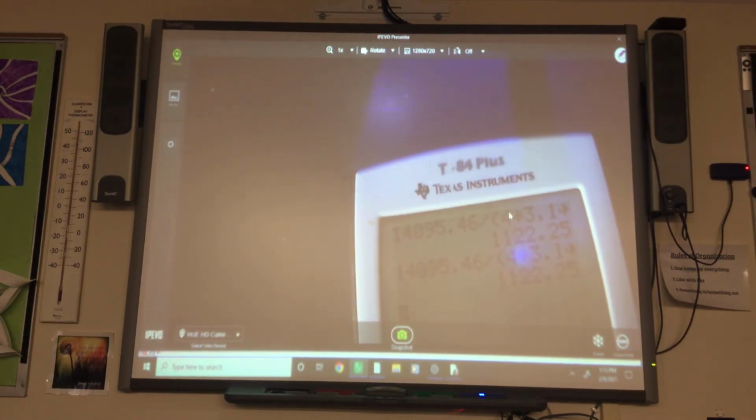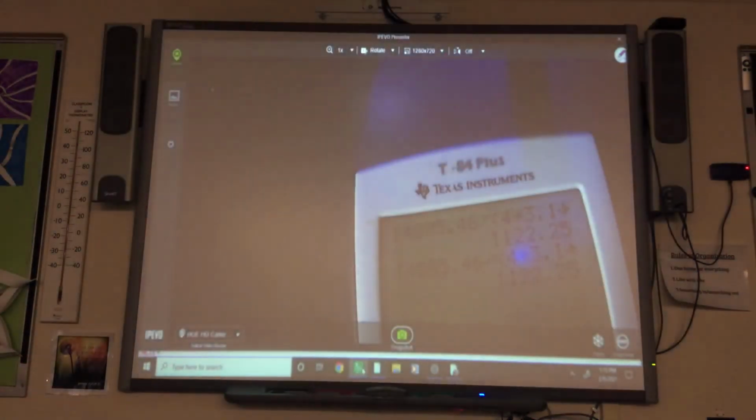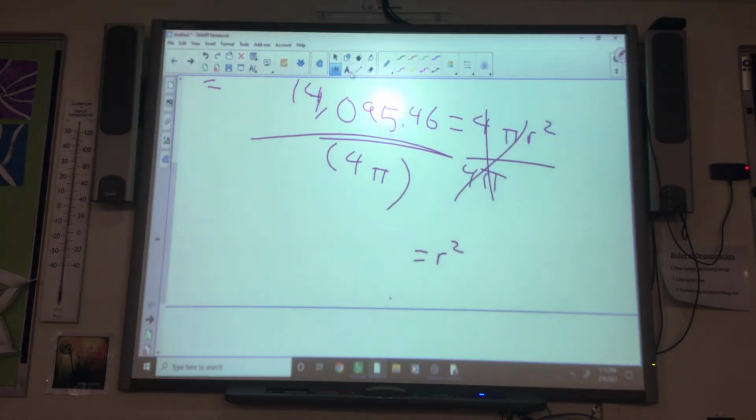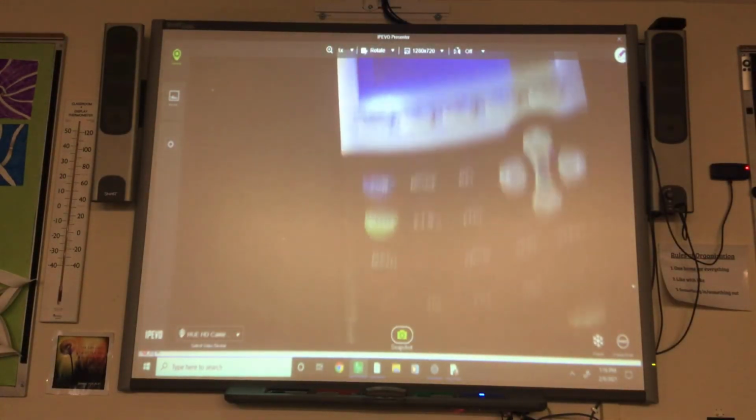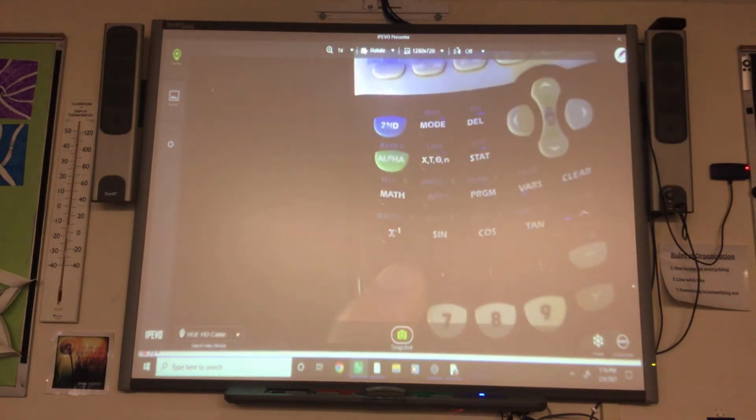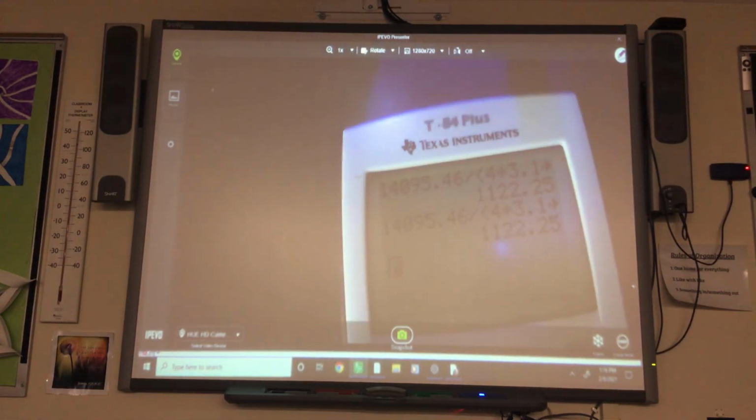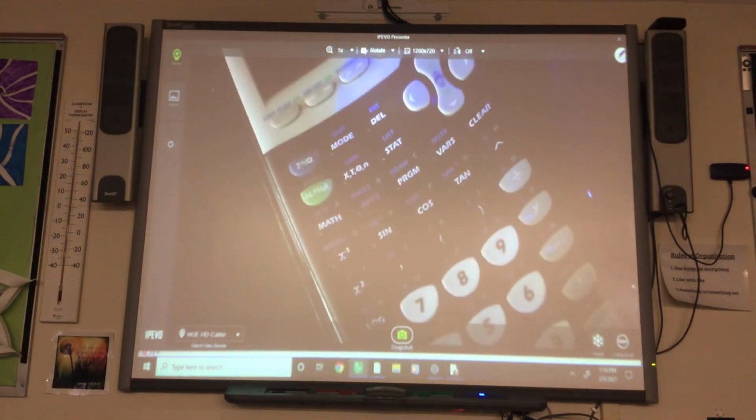And what do you have to do afterwards? Because you're trying to get r squared by itself. What do you have to do to undo r squared? What is the opposite of squaring a number? Finding the square root. So we take the square root of whatever this big number up here is. I hit second, and the square root is right above x squared.